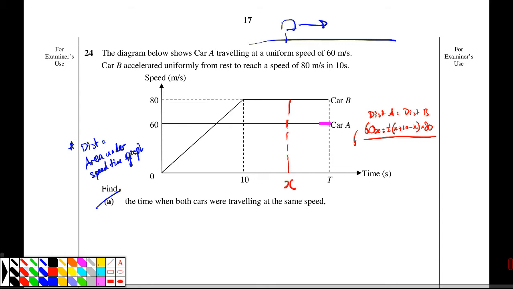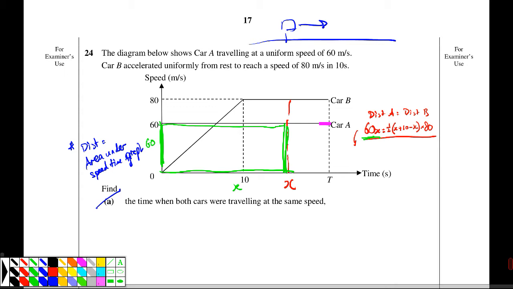If this is x, okay, let's draw it neatly. For car A, can you tell me what is the distance covered by car A from 0 to x? 60x. 60 times x. Okay, I highlight the shape. So do you agree this shape, this shape, this shape, this shape is a rectangle? That's why 60 times x. Because this is 60, this is x. Understand this part?